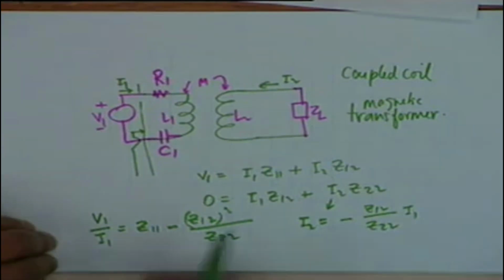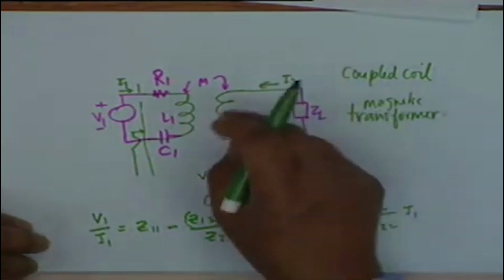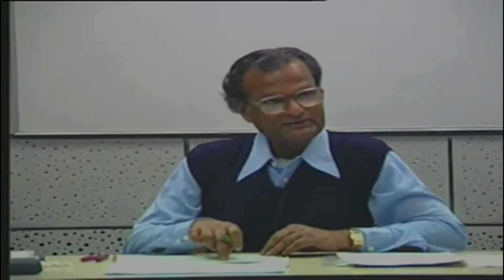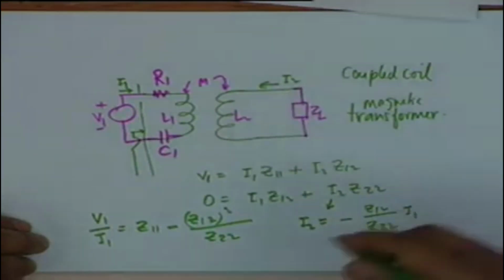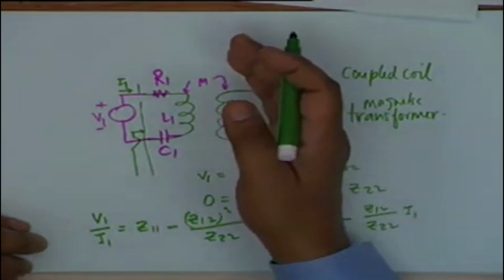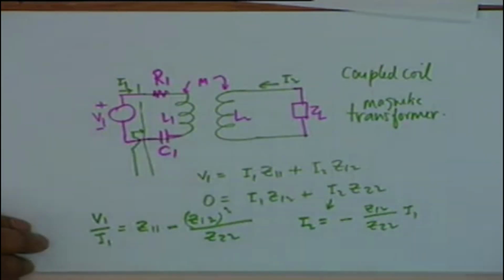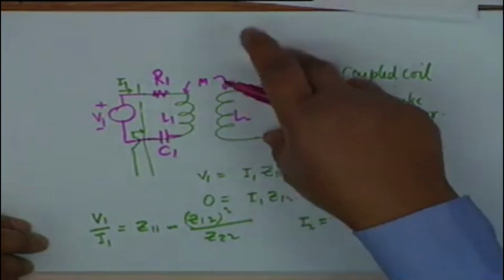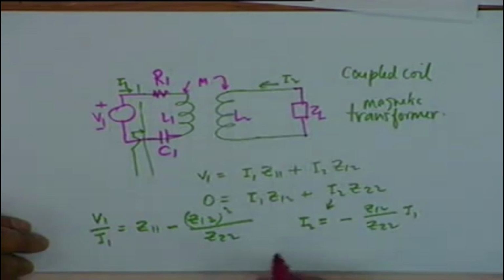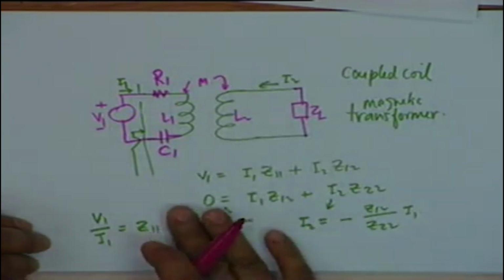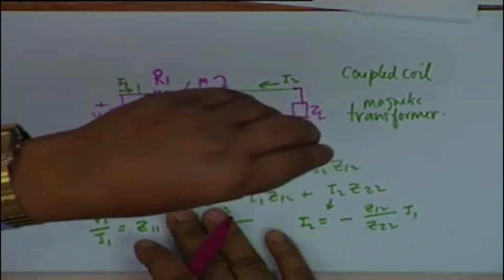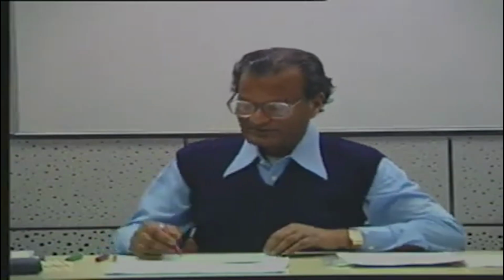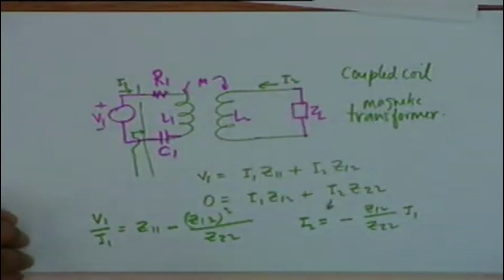So what does the coupled coil do? Not only does the first coil interact with the second, that is, the first coil induces a current to flow in the second circuit, but the second coil also has an effect on the first one. How? If the second coil was not there, if there is no current here, if this was kept open, then my input impedance should have been simply Z11, by definition V1 by I1 under the condition that the second port is open. Now because of a current flow in the second coil, the impedance is modified by this.